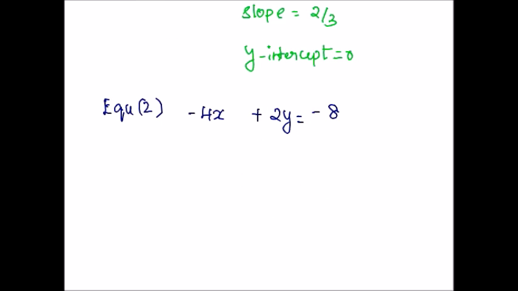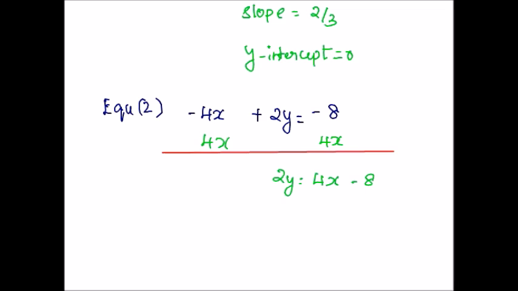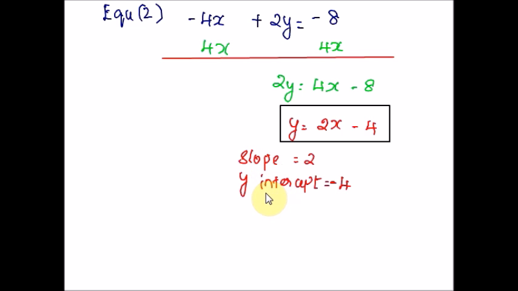Adding 4x on both the sides and dividing the entire equation by 2, we will get this equivalent equation for equation number 2. Slope is 2 and intercept is -4. Using the slopes and intercepts, graph the lines and use the graph to find the common point. That is, you have to check at which point the two lines intersect or meet each other.